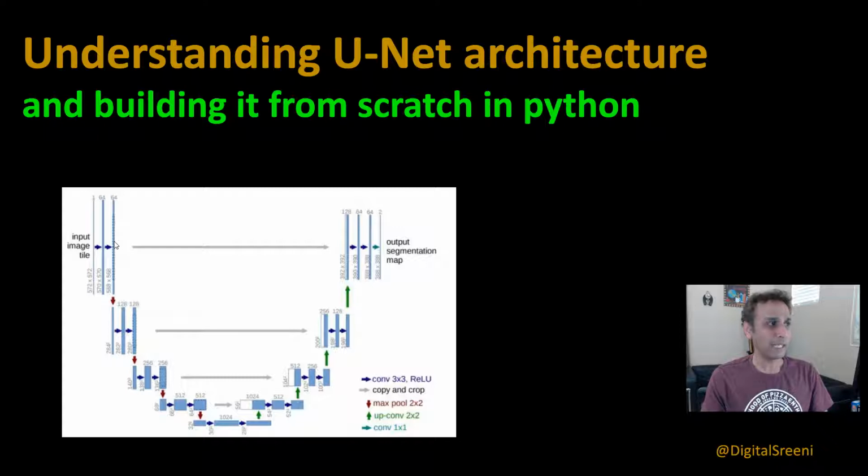Now, in this video, let's understand the UNet architecture again. And why now? Because we have done enough UNet to have a good knowledge of what this is. So it would be the right time to get back and look at whether I understand it in the right way, first of all, and then how we can build this UNet model from scratch in Python.